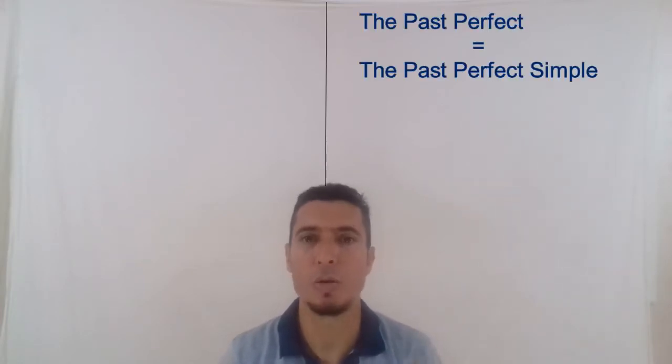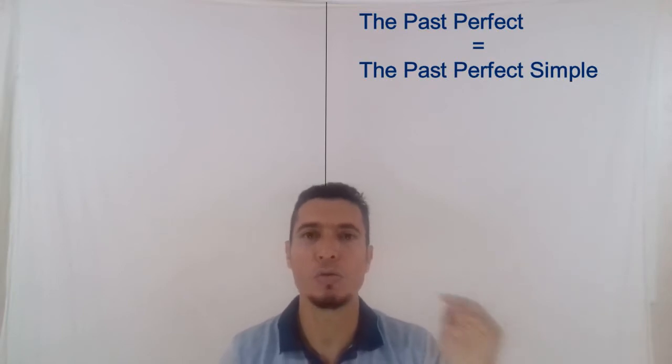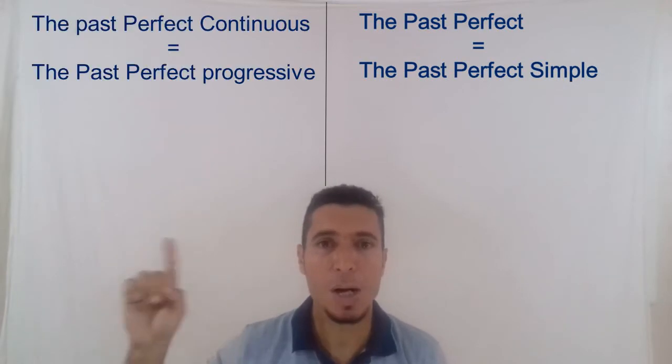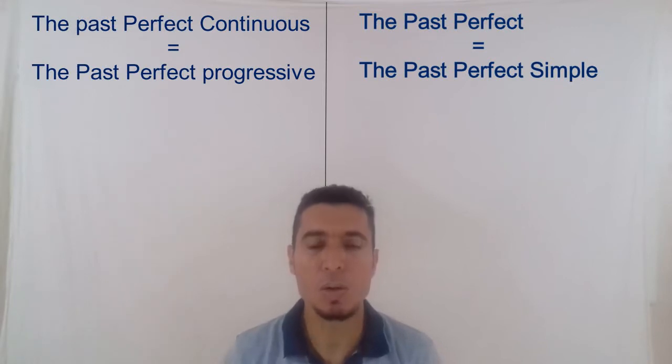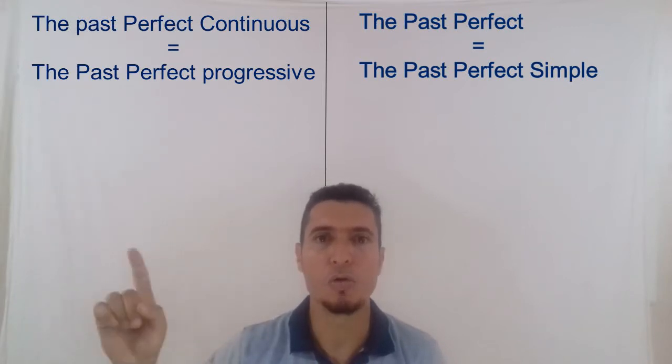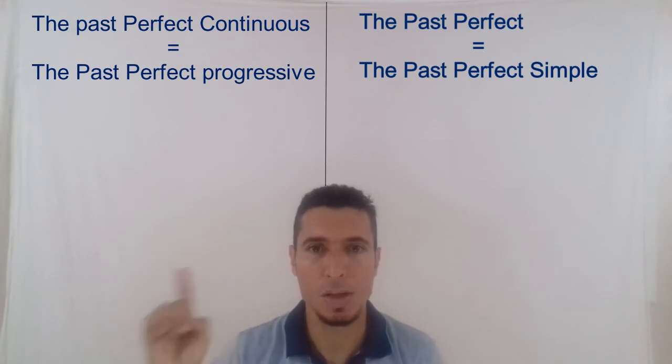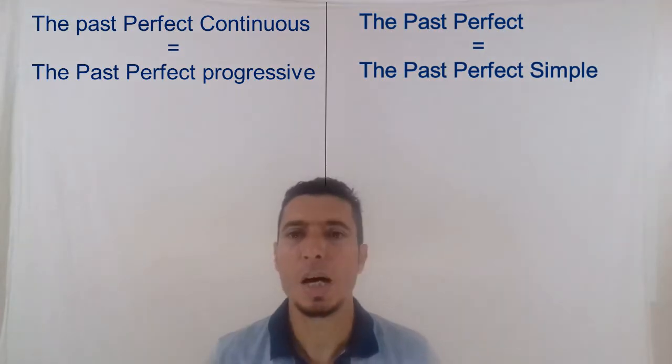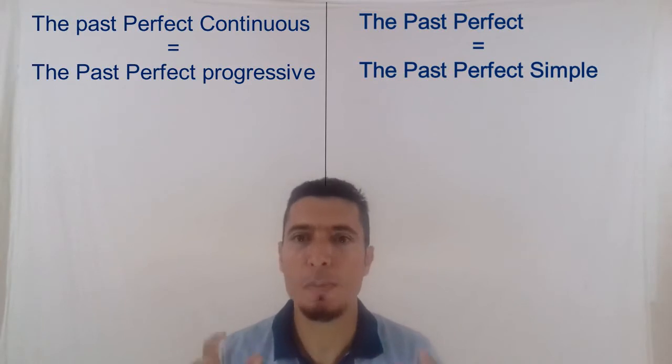So for the past perfect, it is also called the past perfect simple. So they are the same. Past perfect equals past perfect simple. As for the past perfect continuous, it is also called past perfect progressive. So continuous means progressive.